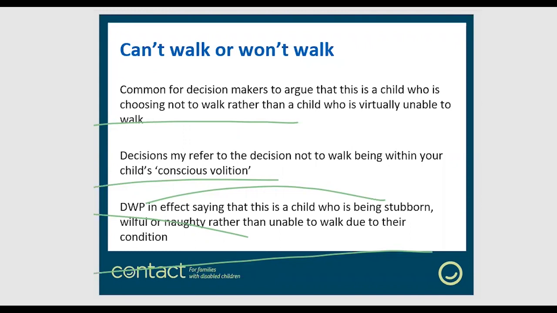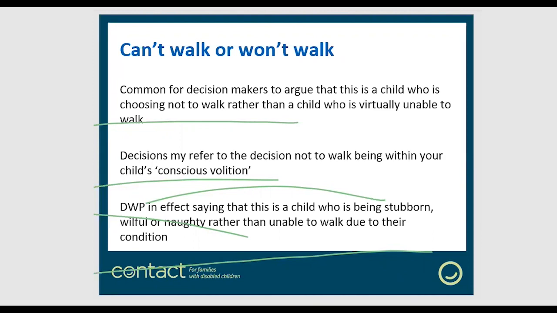And you'll see this be argued time and time again. You'll see decision makers say that these events or these refusal episodes are in the control of the child or part of the child's conscious volition. So what the DWP are effectively saying here is that what these cases involve is a child who's been stubborn or willful or naughty, rather than it being a child who's unable to walk or virtually unable to walk. And we have a great problem with that kind of argument.